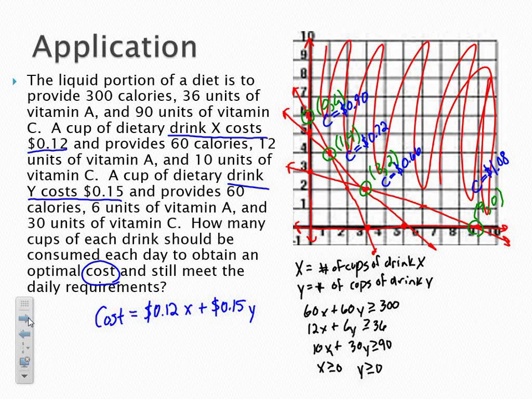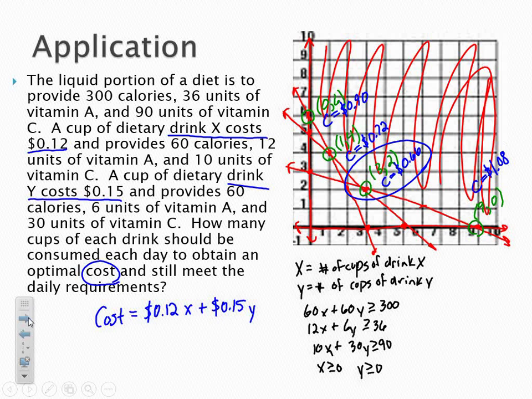Right? So if we want to optimize our costs, if we want to minimize our costs, if we combine 3 cups of drink X with 2 cups of drink Y, that will give us all the daily requirements that we need to meet in terms of calories and vitamins, yet also cost us the lowest amount. And that's the idea of linear programming.